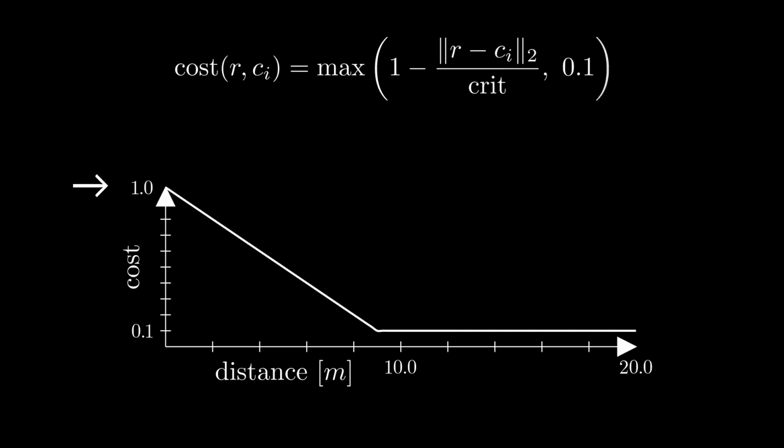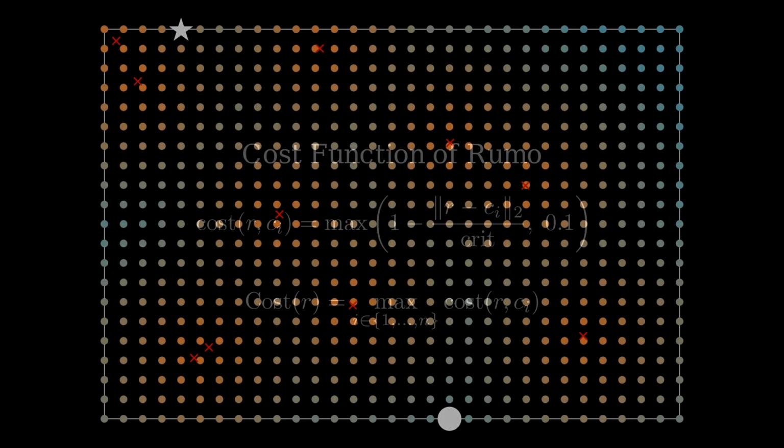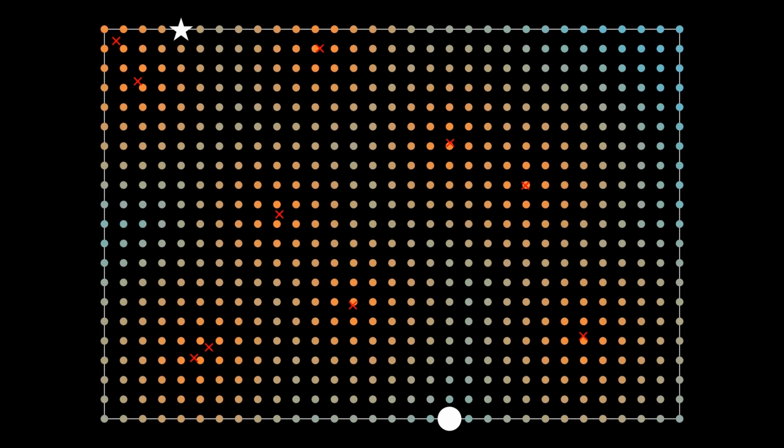The highest cost is 1 for the node closest to the cow, which means basically we stand right next to the cow, down to 0.1 for the nodes beyond the critical distance. The cutoff value at 0.1 symbolizes the danger of being in the field as opposed to being completely safe from the cows behind. Our final cost function for this problem here is the maximum function over all the cows in the field, as the cow that is closest to Rumo's position specifies the cost at the given position. As you may have already noticed, I colored the nodes accordingly from low to high cost with a gradient from blue to orange.